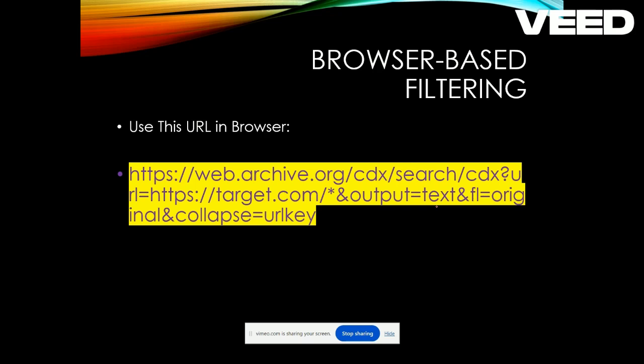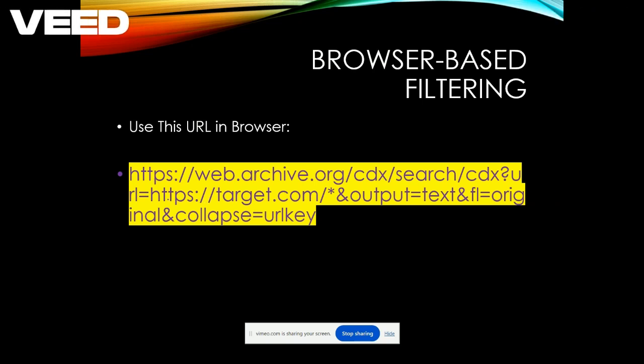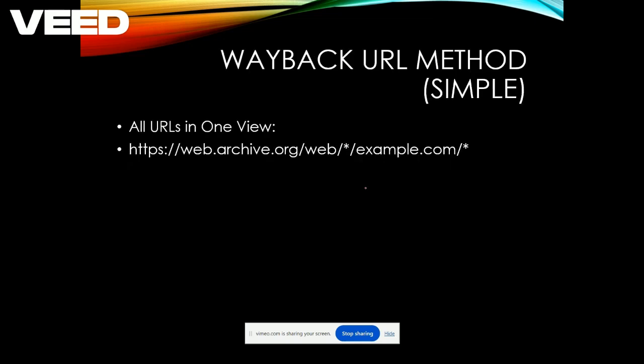How can you do browser-based filtering? This is the URL that I have shared here, highlighted in yellow. Here I've shown how you can run it against a certain domain. In this case, we are running it against target.com, so we put the URL as https target.com, and you will see all the output in your browser. In the previous steps, I showed how you can download the content in your Linux terminal.